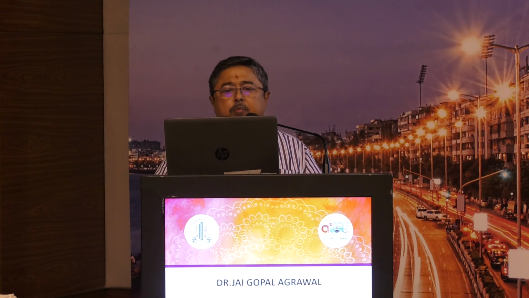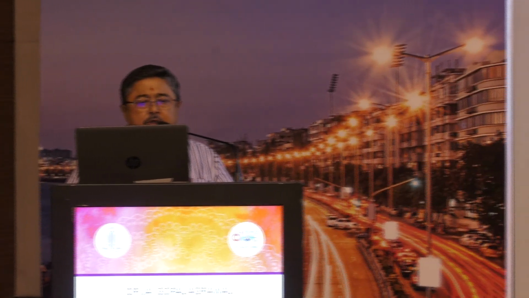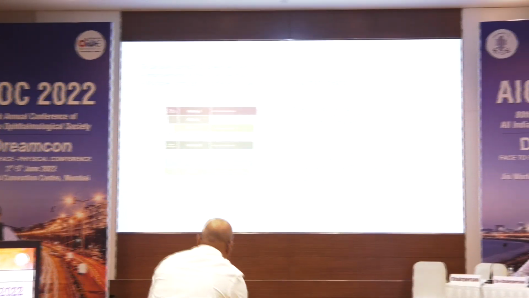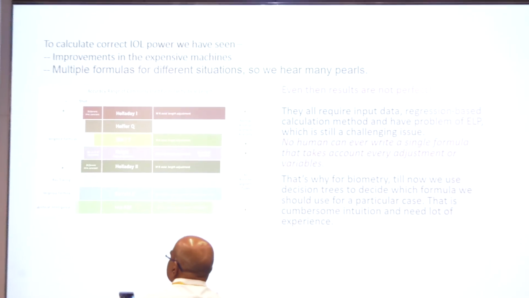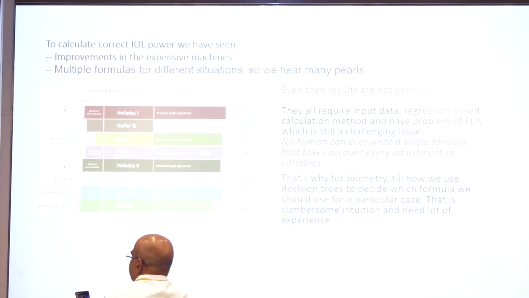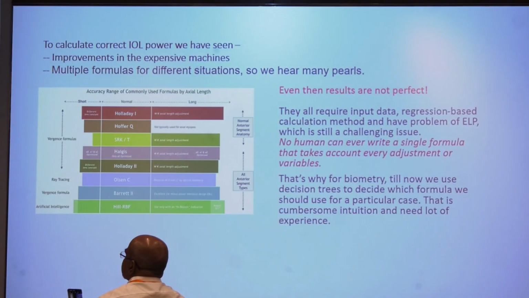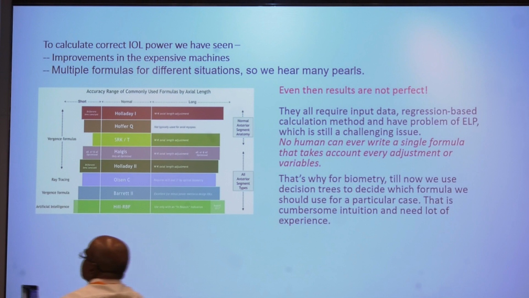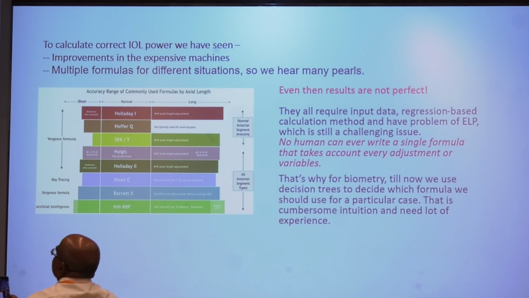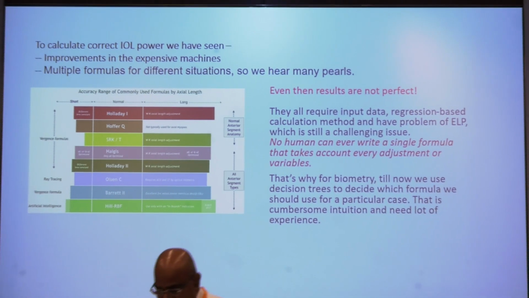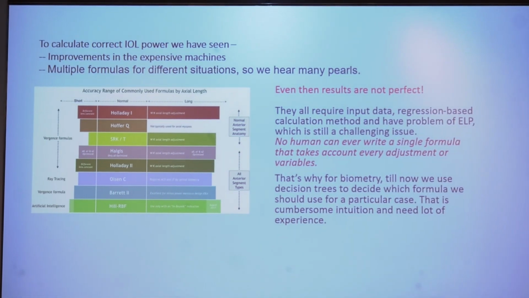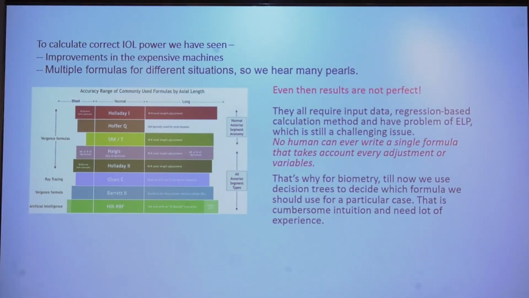Now, to calculate the IOL power, we have improved, expensive machines and multiple formulas for different situations, so we have many pearls. Even then, the results are not perfect with the regression formulas. They all require input data, use a regression-based calculation method, and have problems of ELP, which is still a challenging issue. No human can ever write a single formula that can take into account every adjustment and variable.